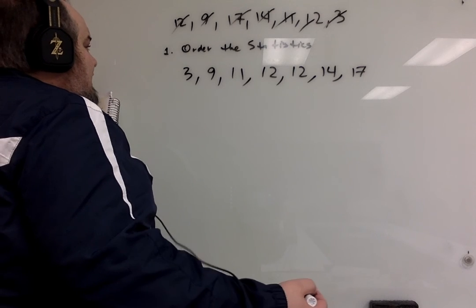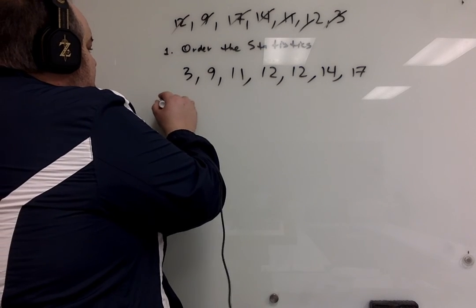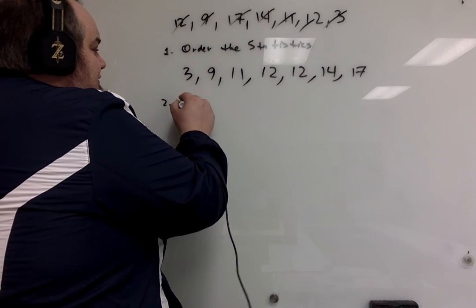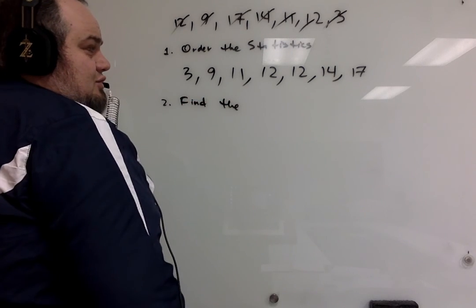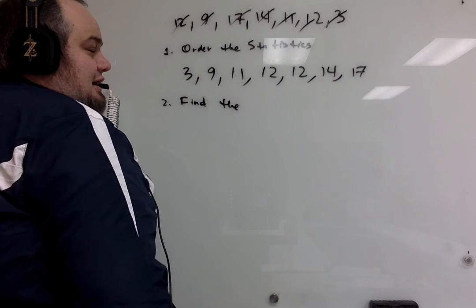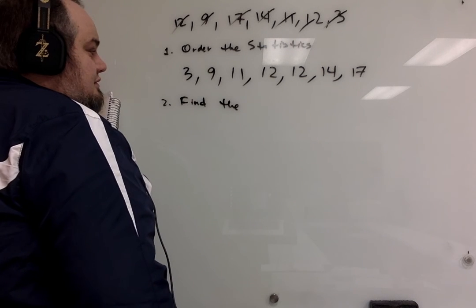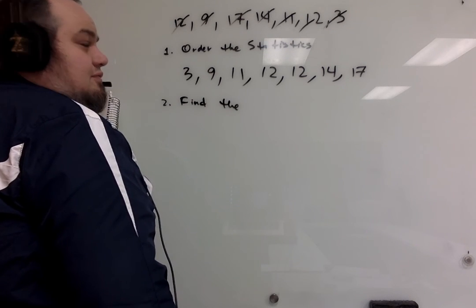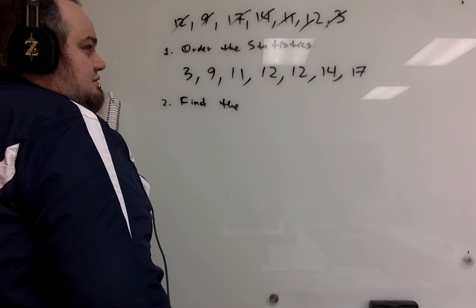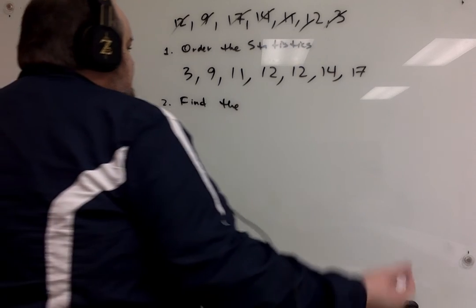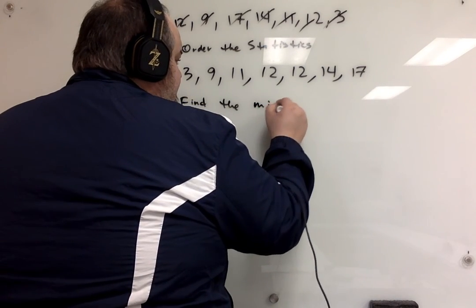So to find the median, our second step is to find the middle term. Just like the word median means middle, if you've ever heard the strip in the middle of the road called the median strip, it's the same thing here. So find the middle term.